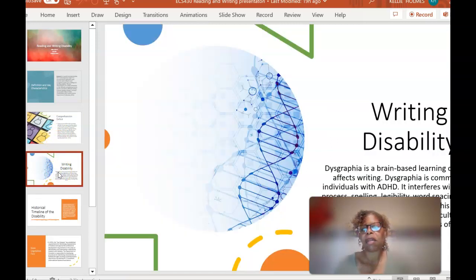And our last one is writing disability. Dysgraphia is a brain-based learning disability that affects writing. Dysgraphia is common among individuals with ADHD. It interferes with the writing process, spelling, legibility, word spacing, sizing, and expression. The characteristics of this disability are trouble forming letter shapes, difficulties following a line, and trouble with mechanics of writing.